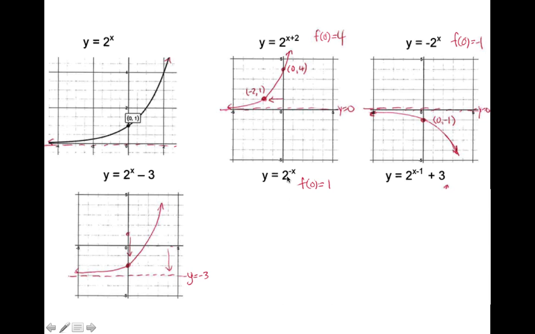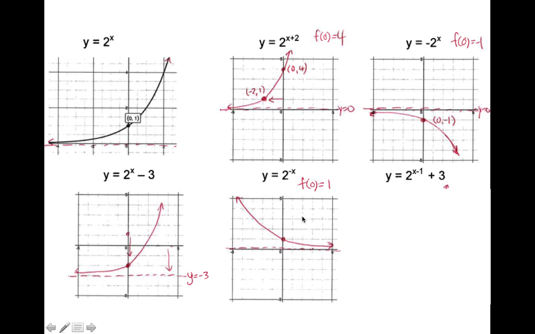Okay, next one, 2 to the negative x. Over here, the negative was applied to the whole function. Over here, the negative is applied just to the x. And now, think about that again. When just the x values are made negative, it's a reflection over the y-axis, right? So the x values are flipped that way. So see how it just flipped, mirrored that way. The key point stays the same, 0, 1. The asymptote stays the same.